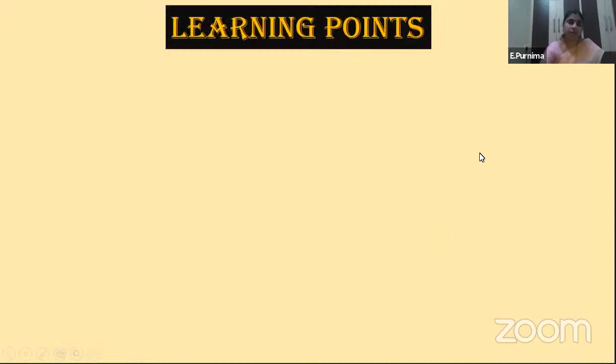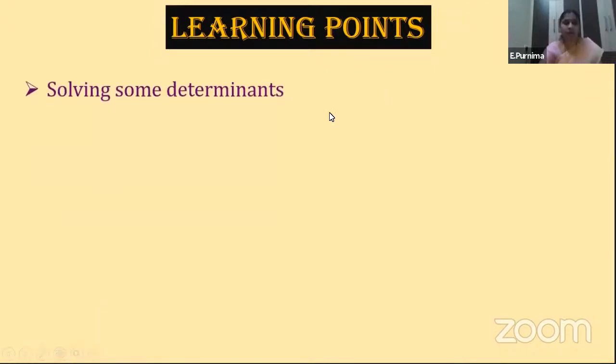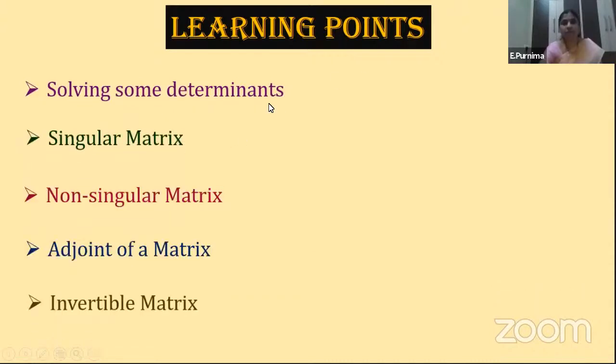And what are the learning points of today's session? Let us see once. We are going to solve a few sums on the determinants. Singular matrix and non-singular matrix. And the next one is adjoint of a matrix. And the next one is invertible matrix. Invertible matrix is nothing but finding the inverse for a matrix, when it is possible. So let us see one by one.